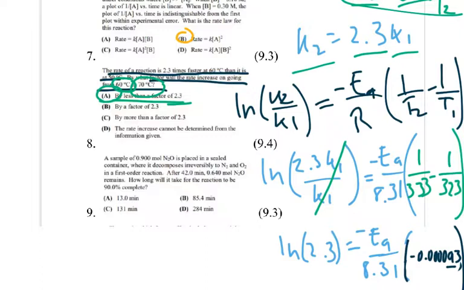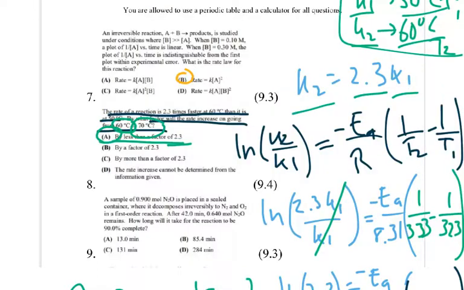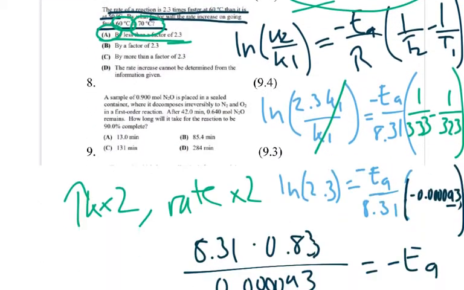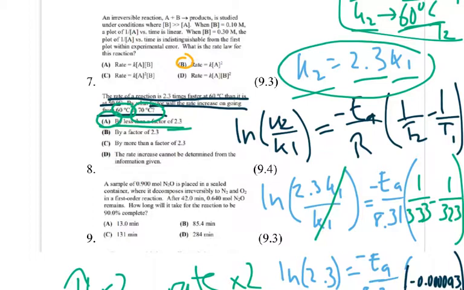And note that when you multiply the rate constant by 2, the rate is also multiplied by 2. So initially, our rate was multiplied by 2.3 by increasing the temperature from 50 to 60 degrees Celsius. But now, our rate actually increased by a factor of only 2.18, since our rate constants only increased by a factor of 2.18. So that's how you go about thinking about that, and therefore, A is our answer for number 8.